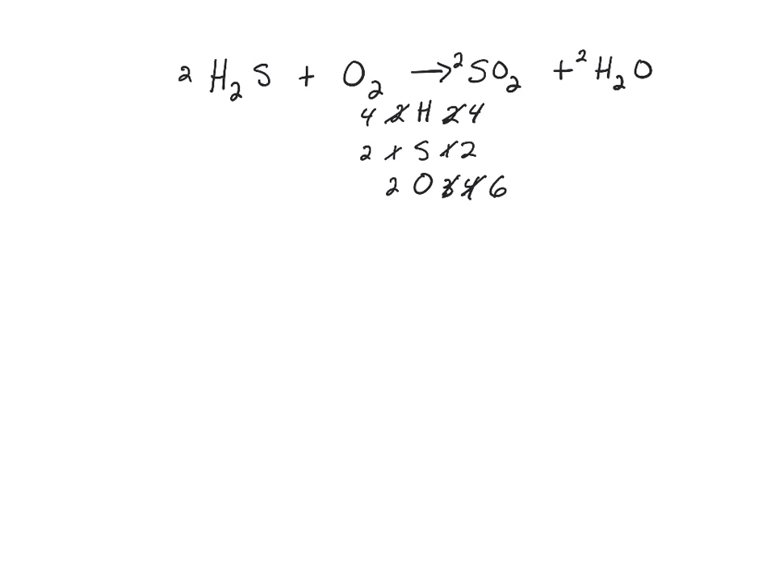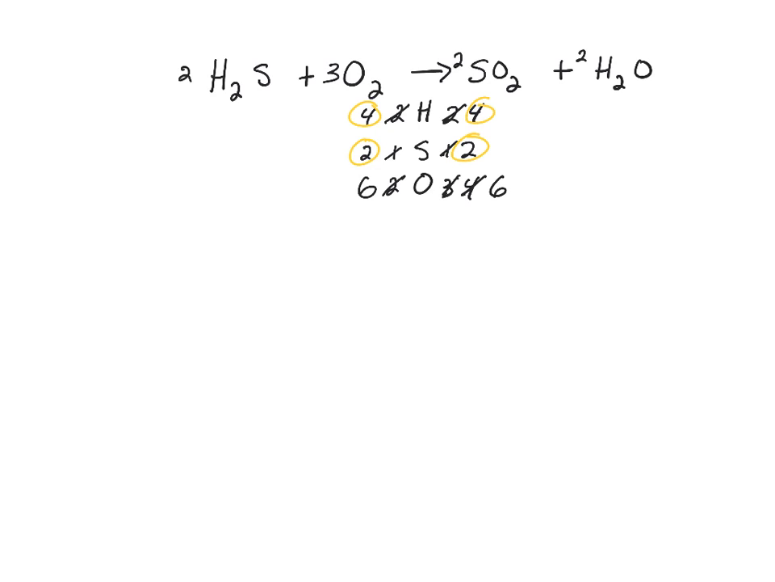I'm balanced for hydrogen on both sides. I'm balanced for sulfur on both sides. For my oxygen, I'm going to need 6 on the other side. So if I change this and make this 3, then I'm going to end up with 6 oxygen. So now I'm balanced. So there's my balanced reaction.